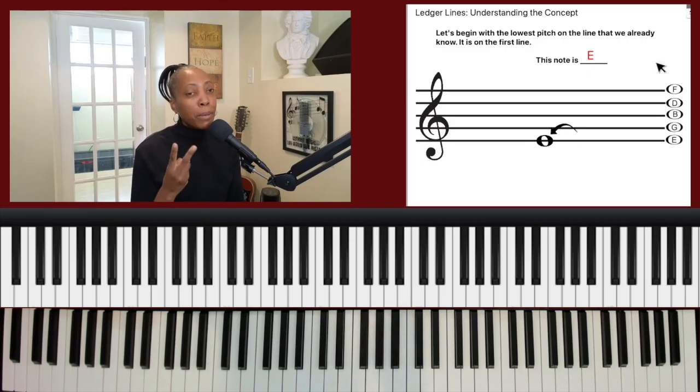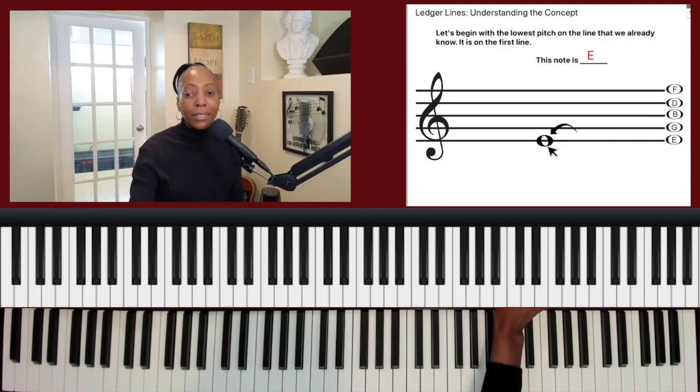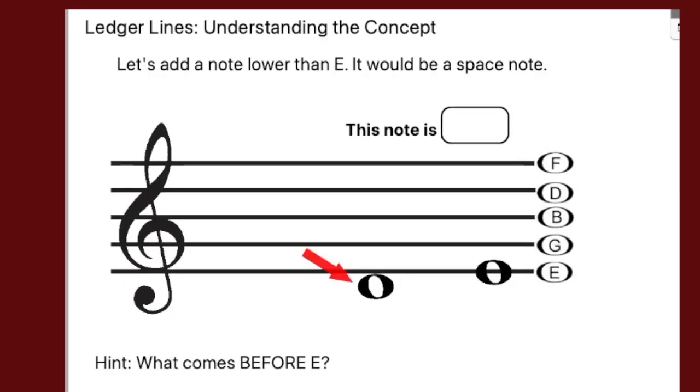So you have to remember the 2 patterns, the musical alphabet, and now we're going backwards because we're going down. We're going below the staff. And we have to alternate between a line note and a space note. And you can clearly see that this is a line note. The line is going through the note. Okay, so now let's go even lower.